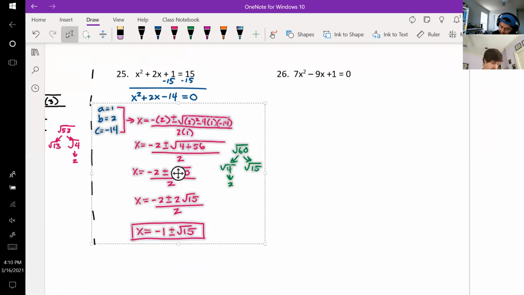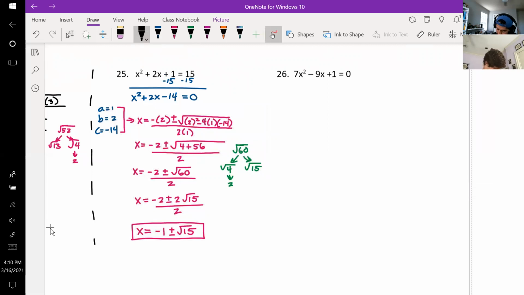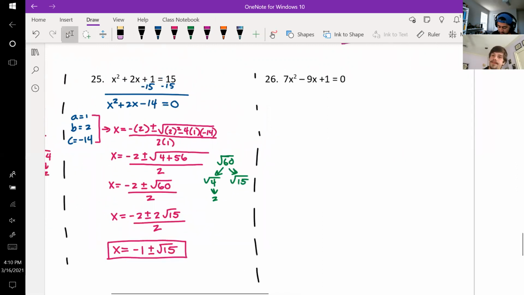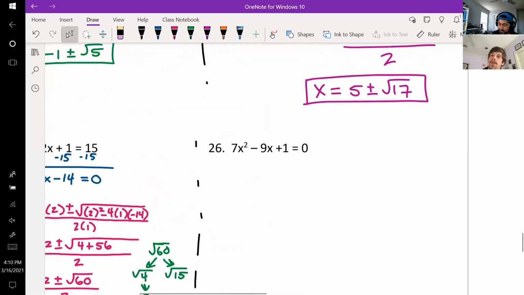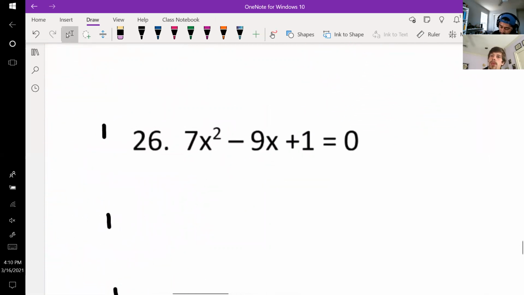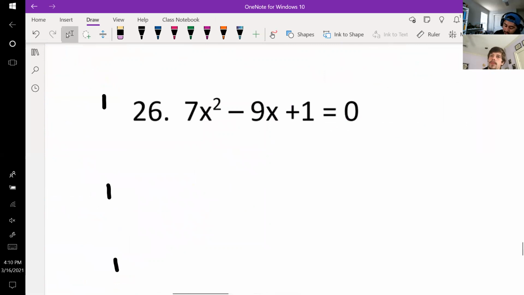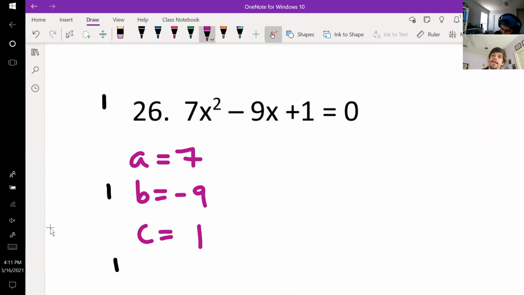Okay. Last one. All right. 26. 7x squared minus 9x plus 1. a is 7, b is negative 9, c is 1. Plug them into your quadratic formula.